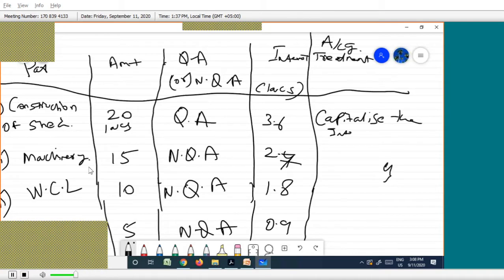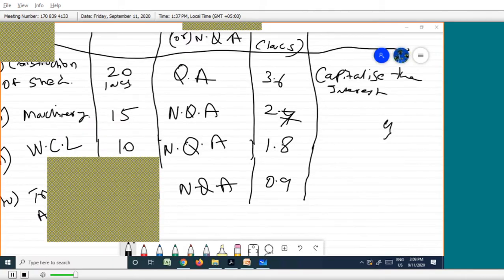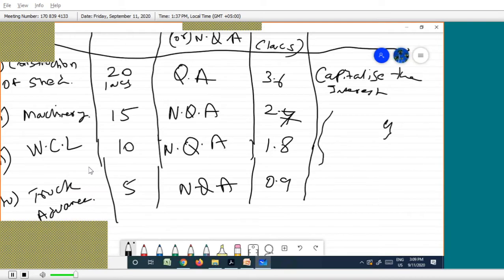Yes. If it is a non-qualifying asset, then the interest portion should be debited to P&L account. Soundarya, debit to P&L account. So all these three categories, only one answer. All this interest portion should be debited to P&L account. Okay. All three items, 3.7, 1.8, 0.9, should be debited to P&L account because it is spent on non-qualifying assets.